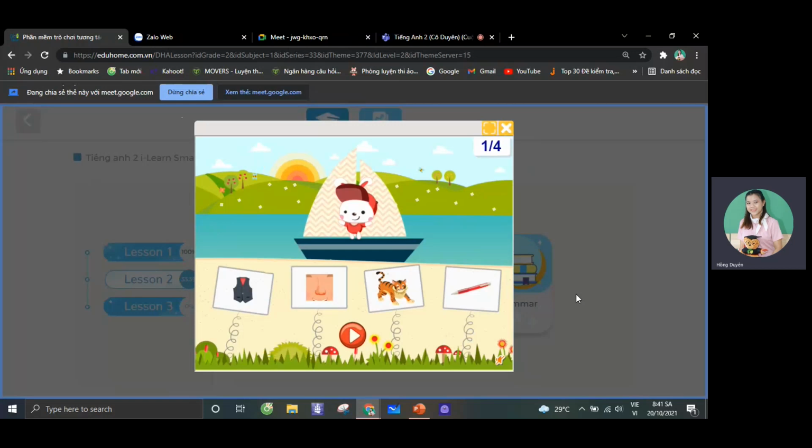All right, now we move to the next game. All right, you guys listen. Listen first, and then you choose the correct picture.